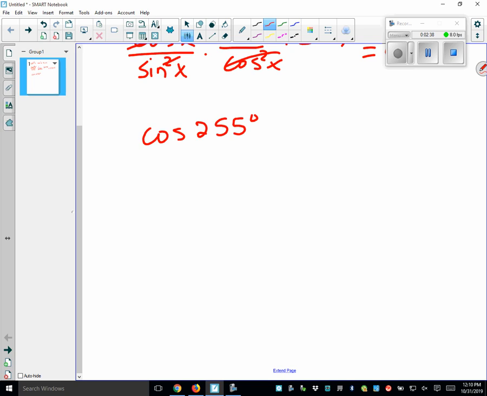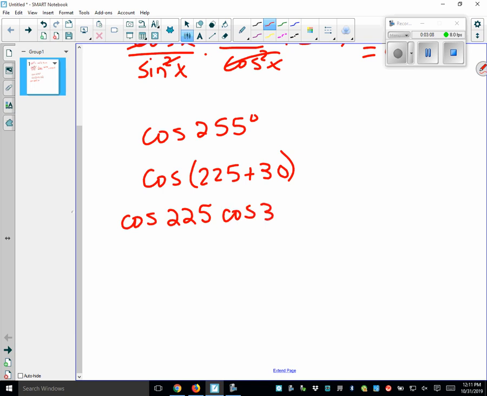Yes. Since it ends with 255, does it make sense that one of them has to be 45, either 45, 135, 225, or 315? Does that make sense to you? Okay. So you want to do cosine of 225 plus 30? Yes. Do you know that formula? Yes. What? Cosine 225 cosine 30 minus sine 225 sine 30.